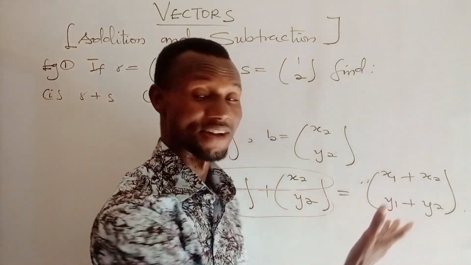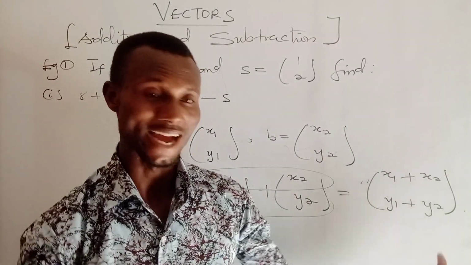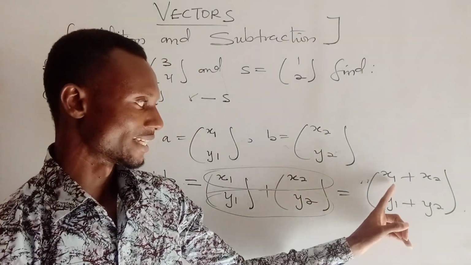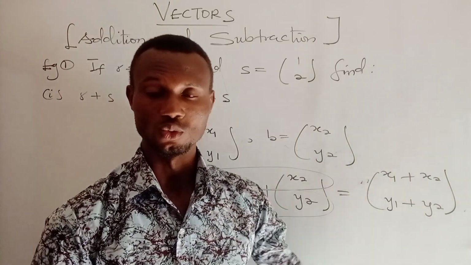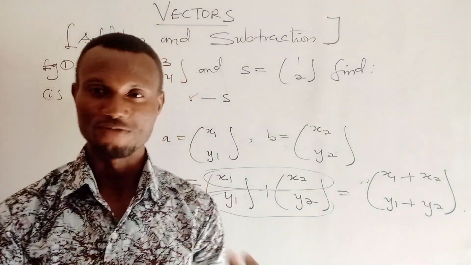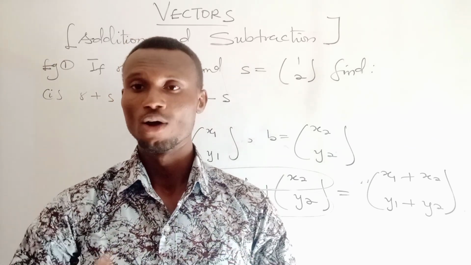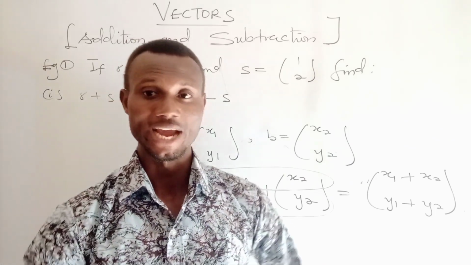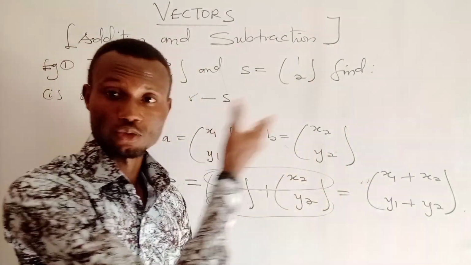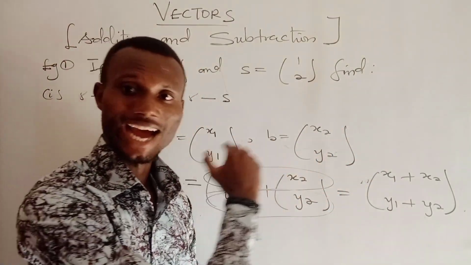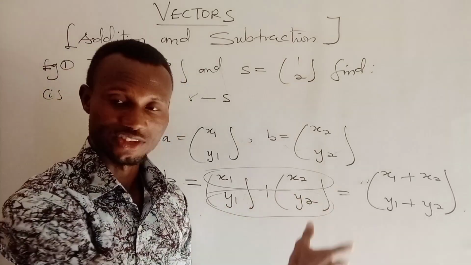We cannot simplify further because they are not like terms for us to simplify further. So the final answer is S1 plus S2 and Y1 plus Y2. That's how you add vectors. If you are subtracting also, it's the same approach. You subtract corresponding components. And what that means is that if you are adding, you add the top values, then you also add the down values, and write your answers there.